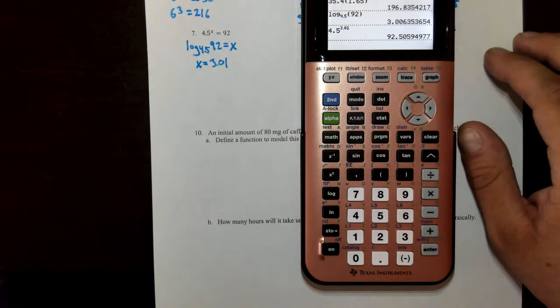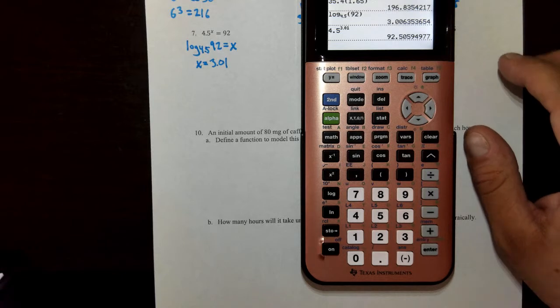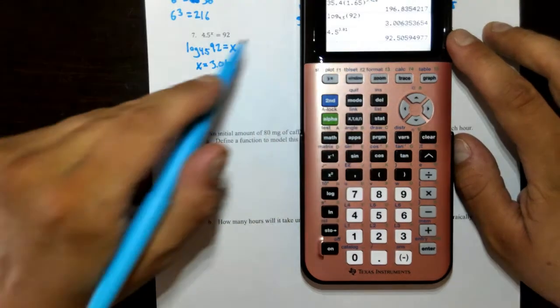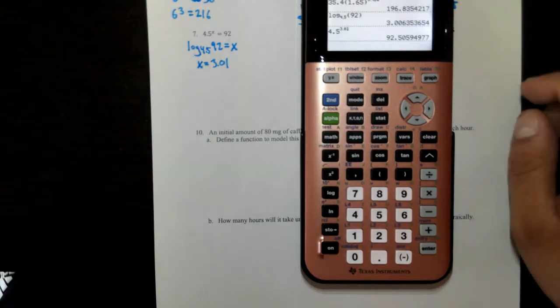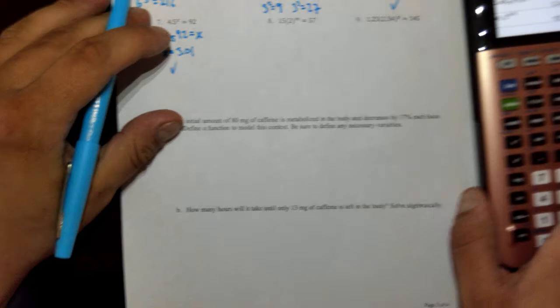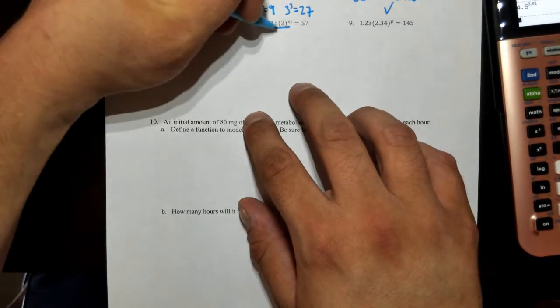The reason these are off is because we have to round, and so as long as they're very close, we should be good. And 92.5 is very close to just 92. Okay. Check that one. Now let's see here. Okay, here we want to divide both sides by 15.